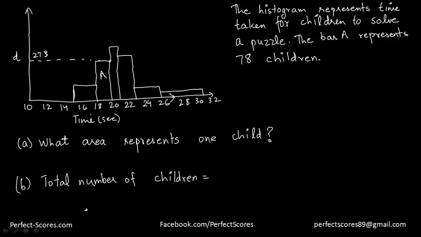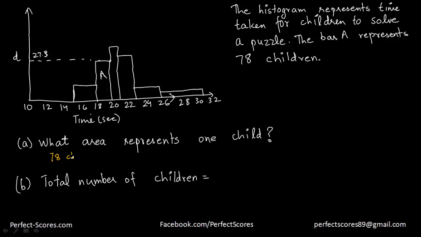Now let's go ahead and do this question. This question says that this histogram represents the time taken for children to solve a puzzle. And this A represents 78 children, right? So we have the time taken here and the frequency density here. The question asks: what is the area that represents one child? So what is the area that represents 78 children?